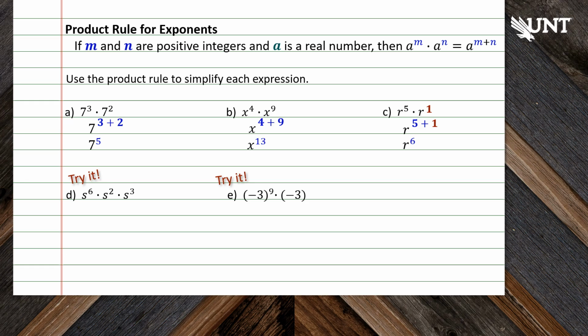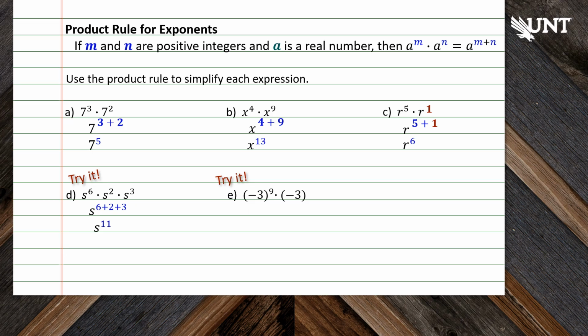Let's see how you did. For D, I hope that you recognized that all the values were multiplying and they had the same base, so we could still apply the product rule, which means we can simply add all of the exponents, making it s raised to the power of 6 plus 2 plus 3, which simplifies to s to the power of 11.